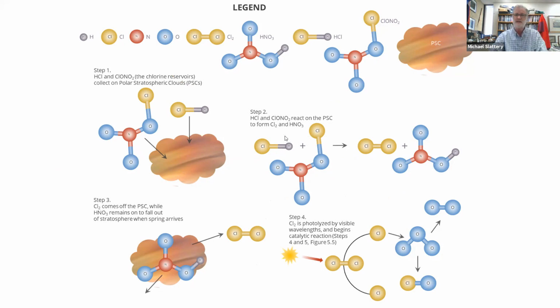Step 4 is started when the sun comes up above the horizon towards the end of July and early August, peaks above the horizon, and the UV rays from the sun split the two chlorines, the molecular chlorines, into free chlorine. And then the chlorine cycle starts. The chlorine attacks an ozone. It rips off one of the oxygens to form a chlorine monoxide. It then attacks another oxygen. The oxygen steals the oxygen and frees up the chlorine. So now that's exactly what we showed at the beginning, that's the chlorine cycle, right?